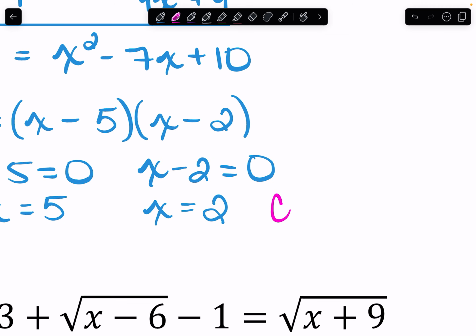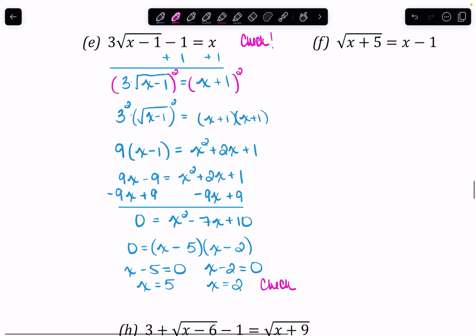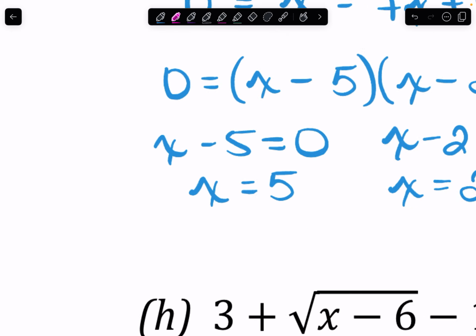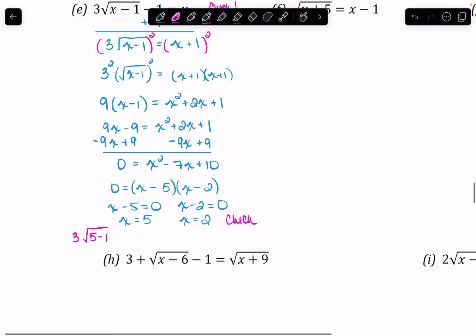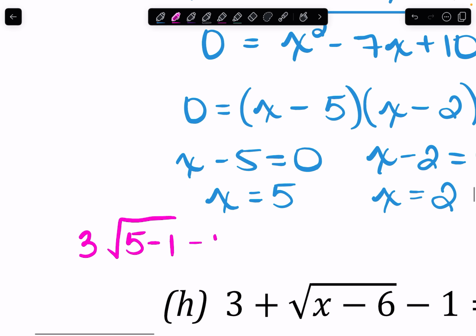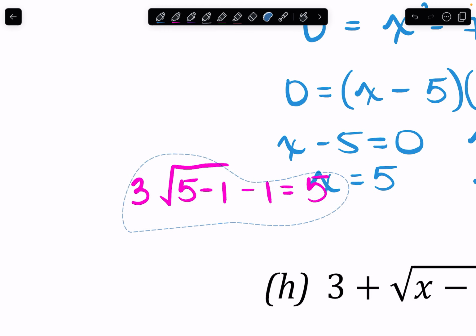Okay, so I'm going to put my label back here. We're going to go get the original equation. So 3 times the square root of x minus 1, so 3 square root of, instead of x, remember we're plugging in 5, minus 1. I got to go get the rest of it. Minus 1 equals 5. So this is what we're checking.